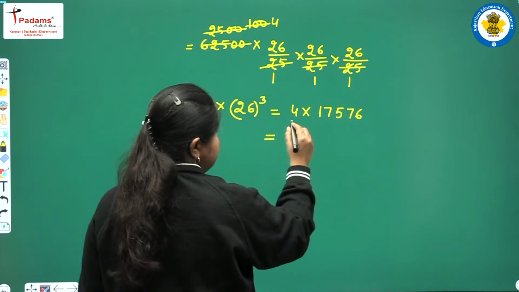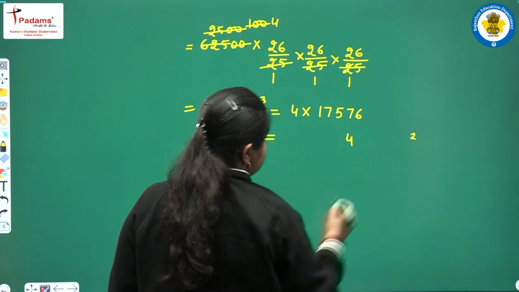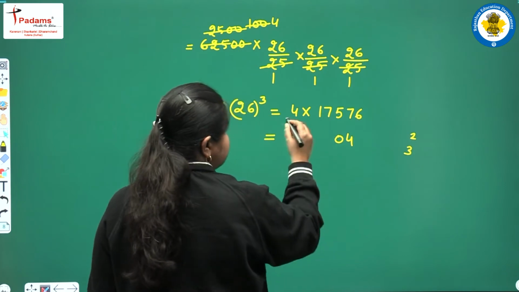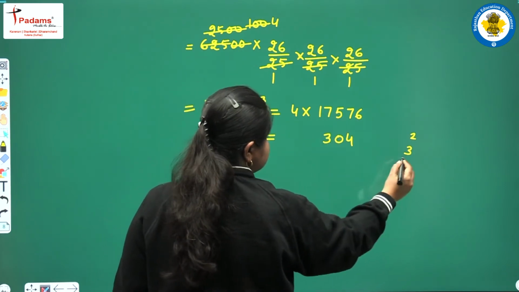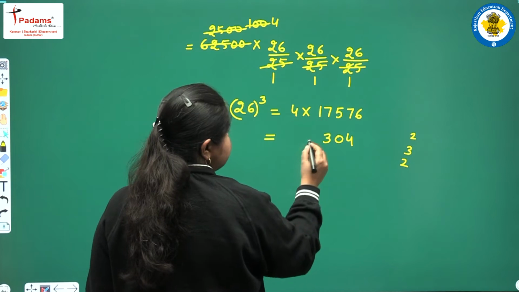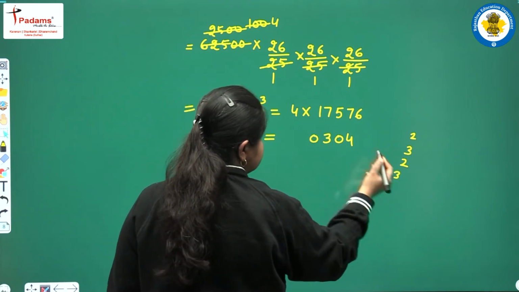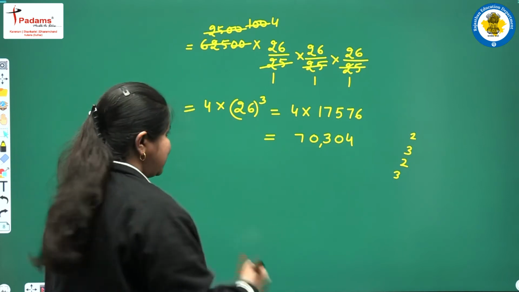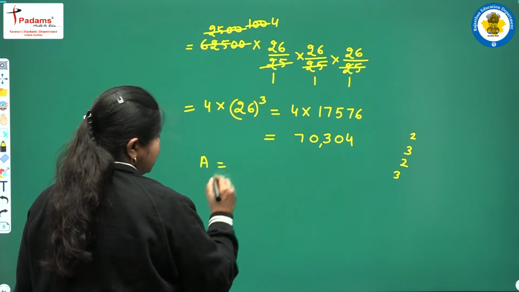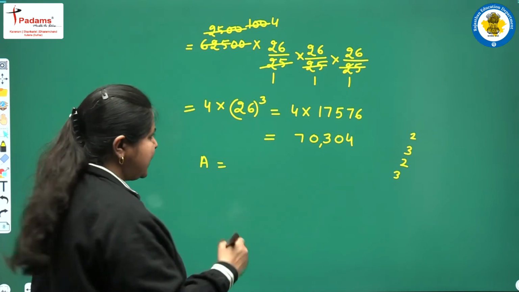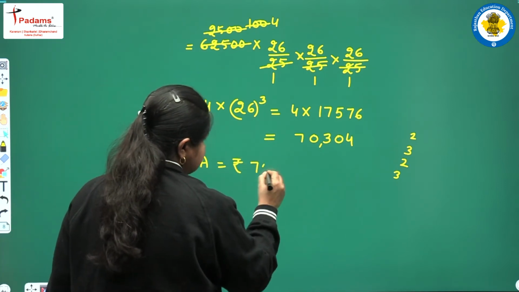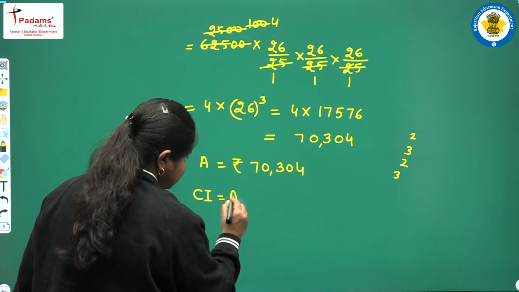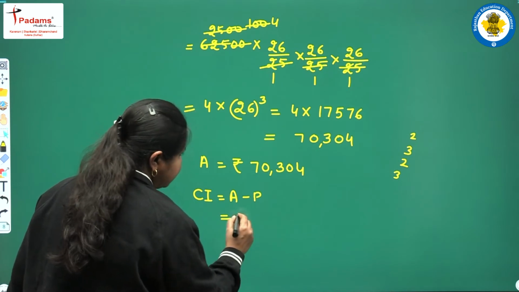Now simply multiply. 4 6s are 24. 2 carry, 4 7s are 28 and 2, it's 30, 3 carry, 4 5s are 20, it will be 23, 2 carry, then 4 7s are 28, again 30, 3 carry, and we have 70,304. This is the amount at the end of the required or given time, and it is rupees 70,304.